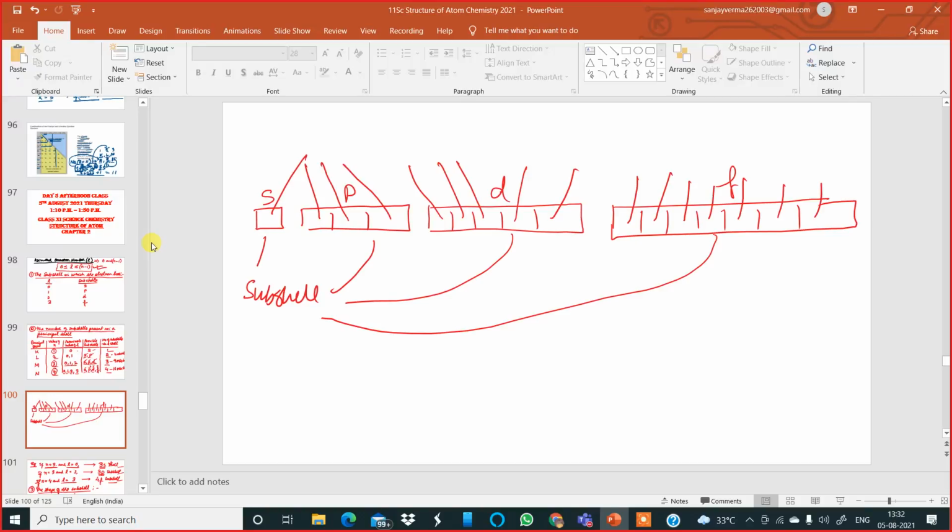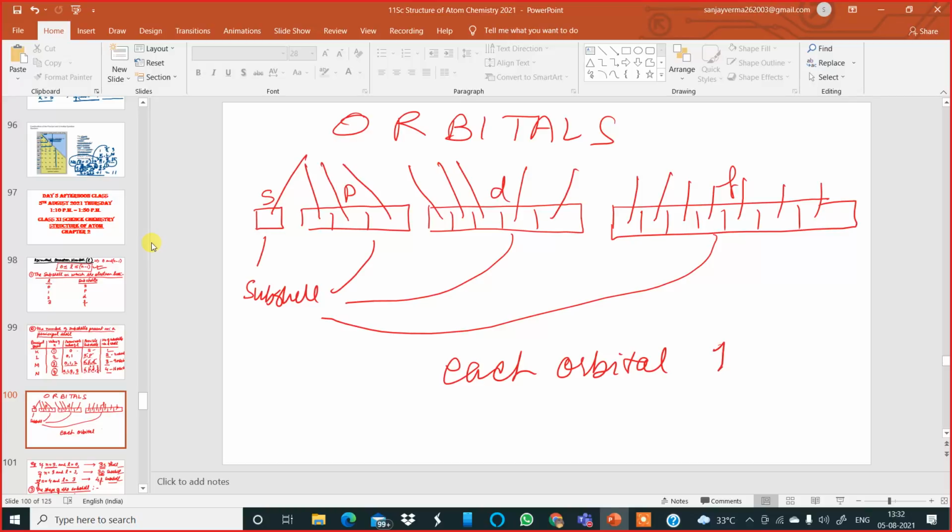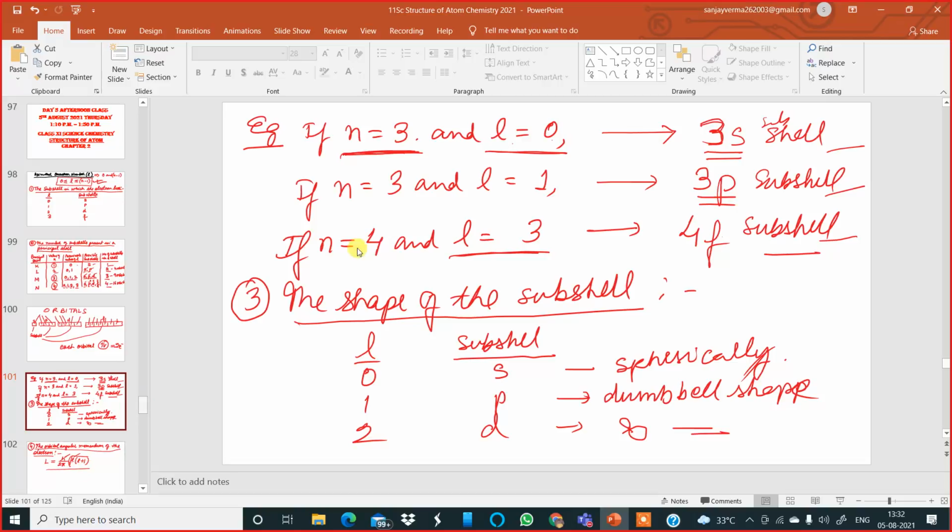All of these are orbitals, and each orbital can accommodate 2 electrons. How many electrons? 2 electrons. So this is what I wanted to explain and make clear to you with the help of this slide. Now this idea is clear. If n is equal to 3, from the example, l is 0, so 3s subshell. If n is equal to 3 and l is 1, the subshell is p, so 3p subshell. For n equal to 4, l is 3, so 4f subshell.